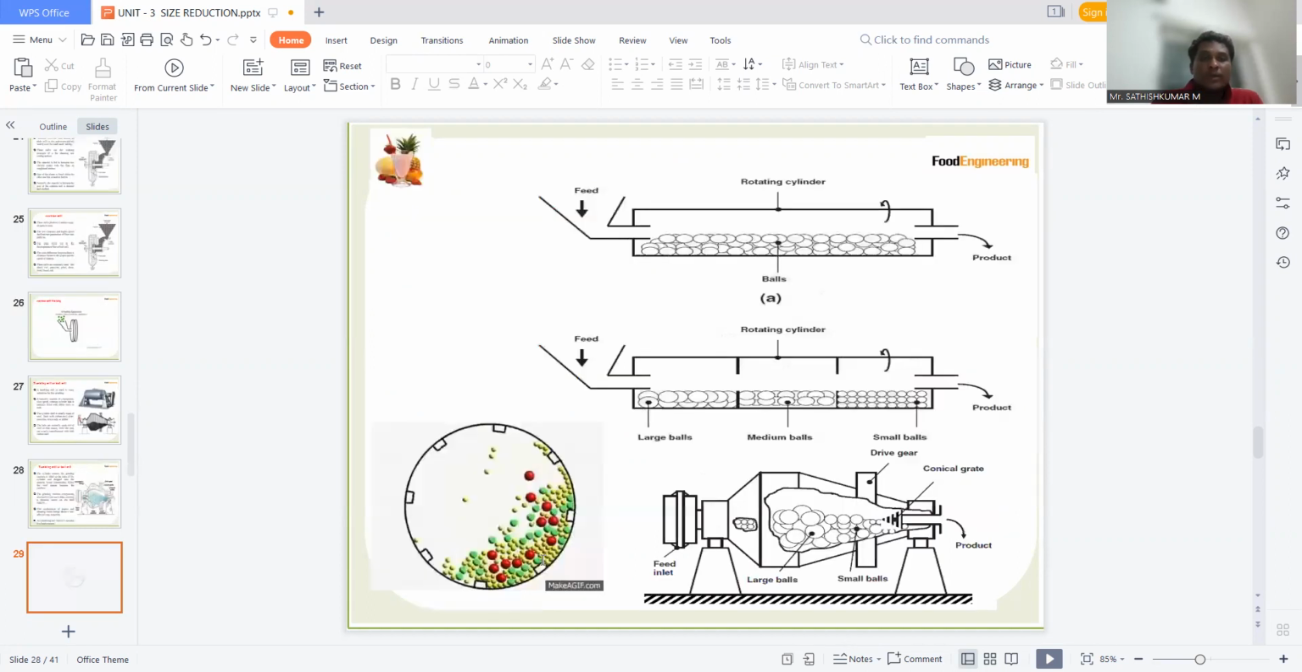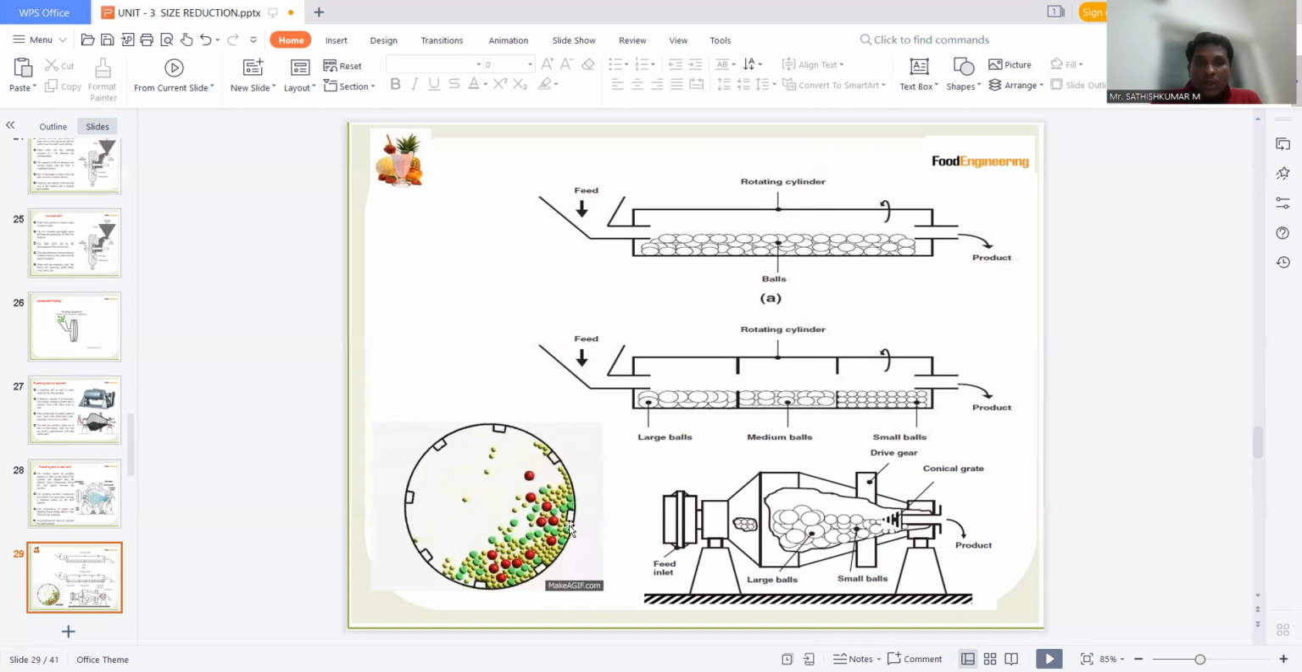The picture shows exactly the processing of ball or tumbling mills. Feed will be entered into the feed inlet, and the feed will be passed through the rotating cylinders. And the cylinders have different types of ball-like structures. And the ball-like structure is responsible to break down the solid materials. After the breakdown of solid materials, the small size solid particles are collected through the outlet.